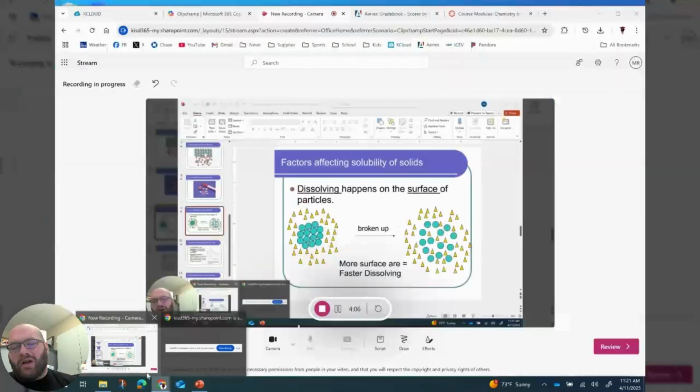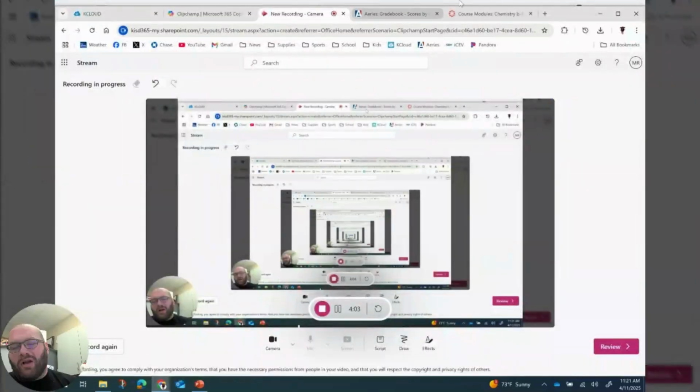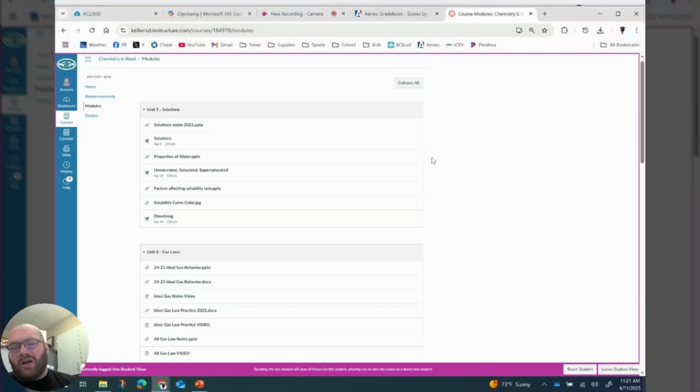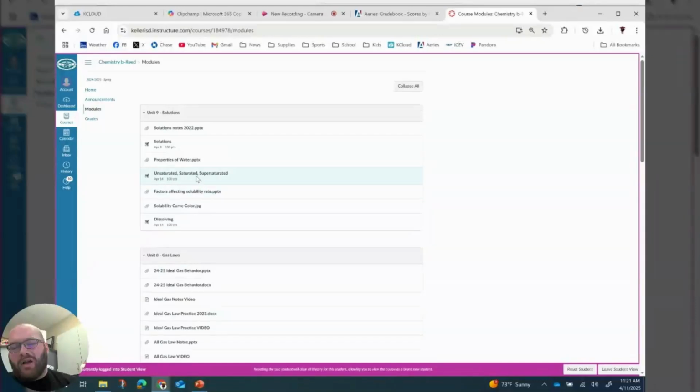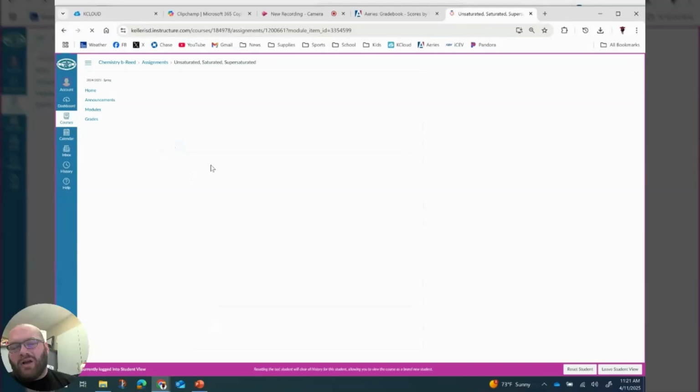I wanted to show you also the couple of assignments that you're going to be assigned with this stuff. Sorry, that's kind of a freaky little thing there. So the first one is called unsaturated, saturated, and supersaturated. This one's going to use that graph of solids into liquids that we had.